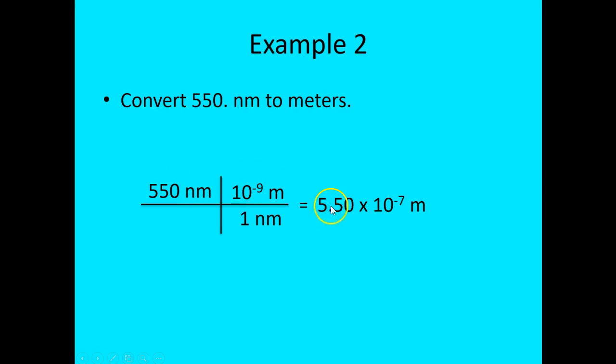550 times 10 to the minus 9th is 5.50 times 10 to the minus 7th. Because my original measurement had 3 significant figures, even though I left out the decimal point here, my answer is going to have 3 significant figures, 5.50 times 10 to the minus 7.